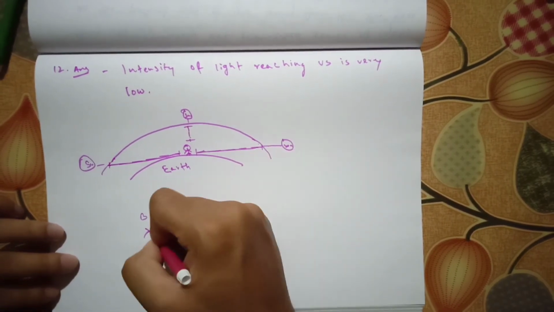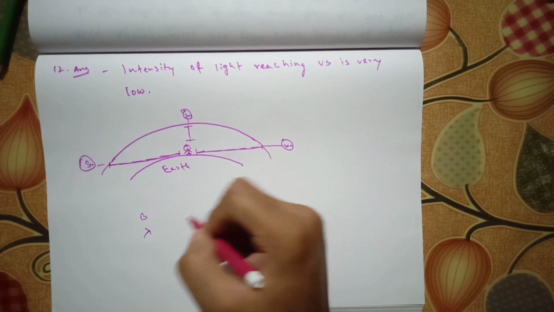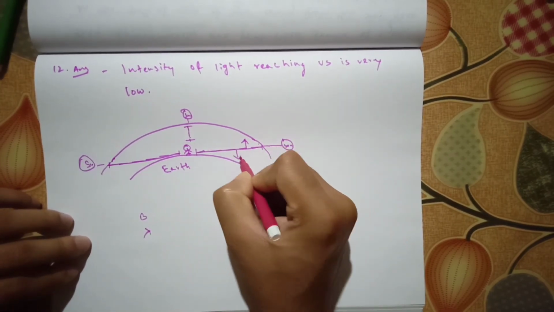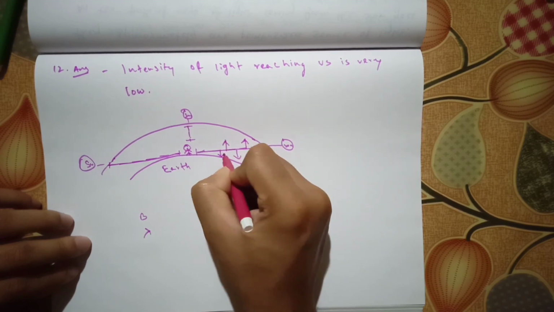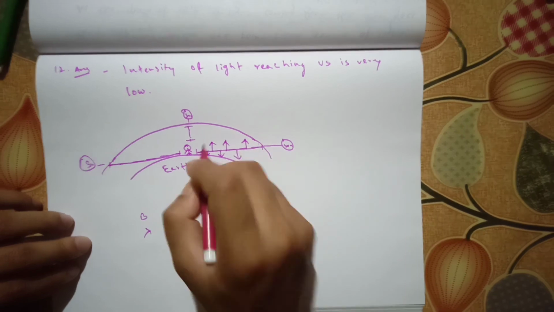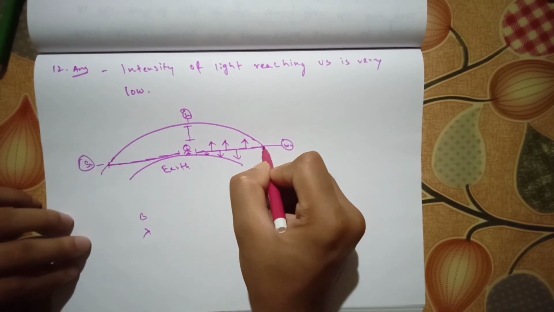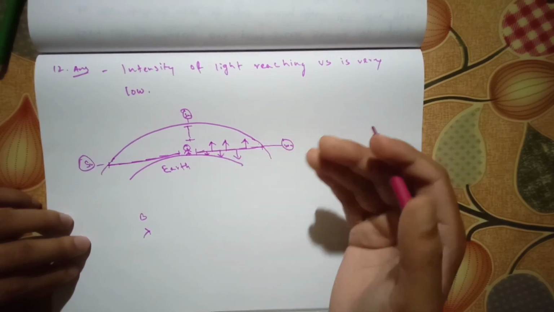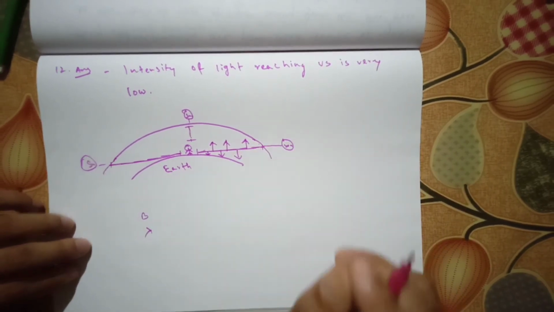So due to the blue color having very less wavelength, it scatters easily in the sky, and the red color has very high wavelength. That is why it travels directly to us. That is why on the time of sunrise and sunset we see the sun as red.